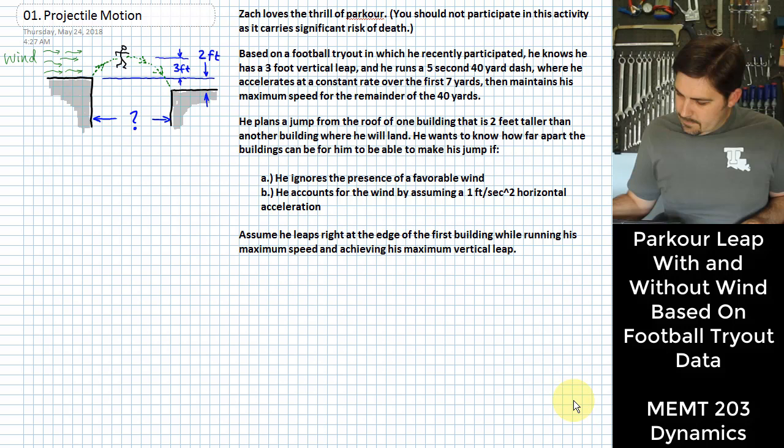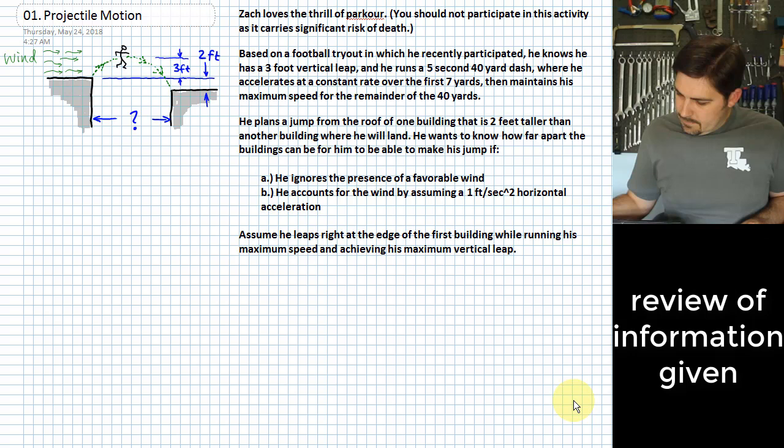Anyway, he's trying to figure out how far apart a couple of buildings can be for him to be able to make a certain leap. He knows how much difference there is in height. He's jumping to a building that's 2 feet lower in height than the one he's jumping from.